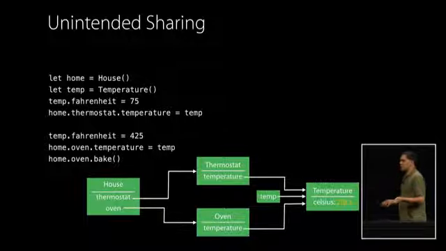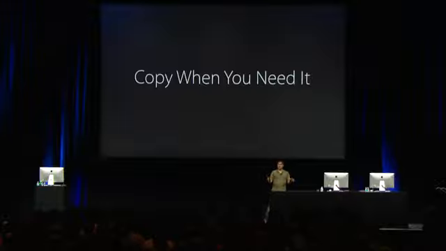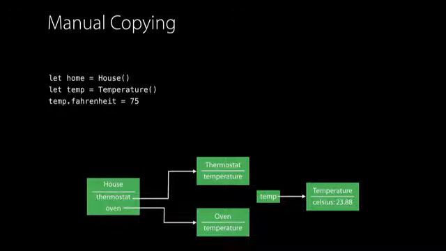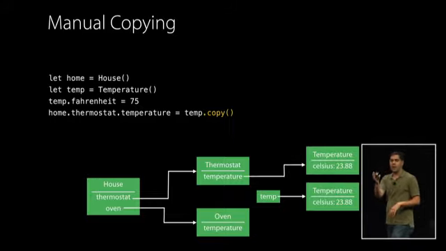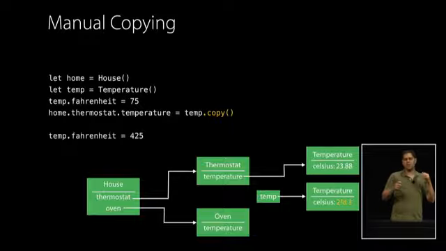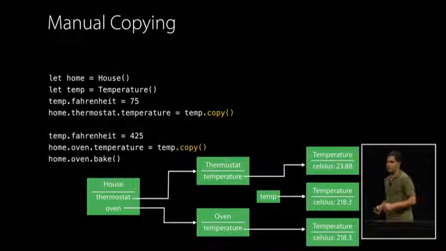So what did we do wrong? Well, in this world where you have reference semantics, you want to prevent sharing, and so you do copies. Okay, let's do this the right way. Okay, I'm going to set my temperature to 75 degrees Fahrenheit again. When I go and set the temperature of my thermostat, I'm going to cause a copy. So I get a brand new object. That's what my thermostat's temperature points to. When I go ahead and change the temperature of my temp variable, it doesn't affect it. That's good. Now when I go and set the oven's temperature, I'm going to make another copy.